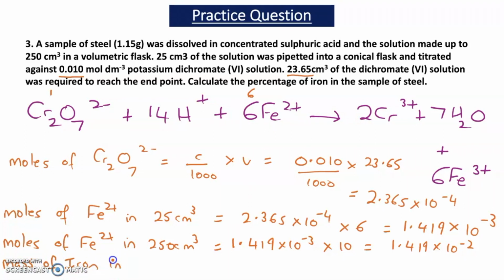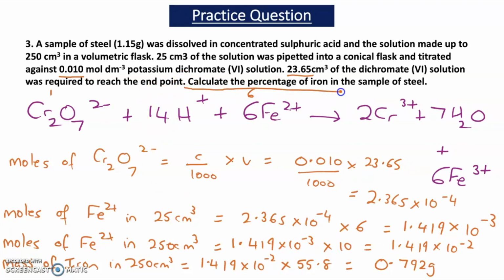Now I'm trying to find out the percentage of iron in the sample of steel. So I now need to work out the mass of iron in my 250 centimeters cubed original solution. So I know the moles of Fe2+, which is 1.419 times 10 to the minus 2. I times it by the Ar value of iron, which is 55.8, and that gives me the mass of iron in 250 centimeters cubed. So that comes out to be 0.792.